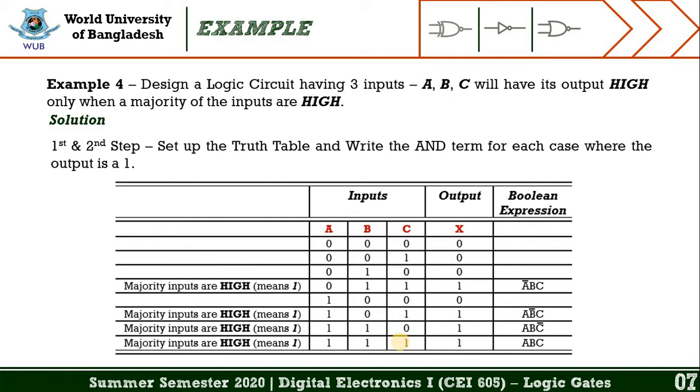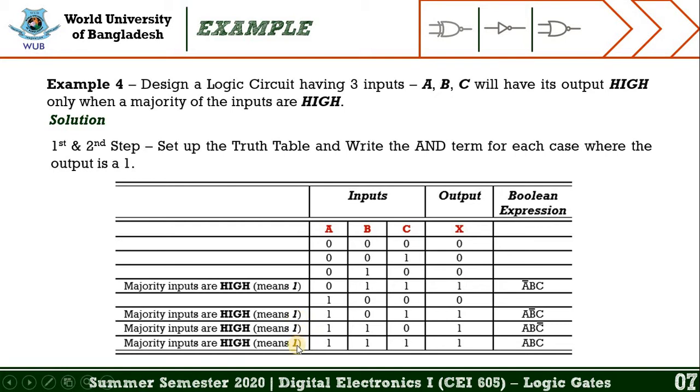If you look back at the question, you can find that the output is high only when a majority of the inputs are high. So if we look at the truth table closely, majority of inputs high means 1. In the fourth line of the truth table, you get 011, which means in this line two inputs are 1. That's why we get output 1. Similarly the 6th, 7th and 8th ones also.